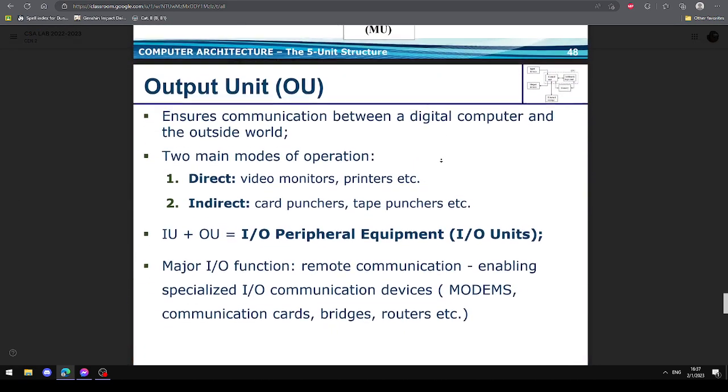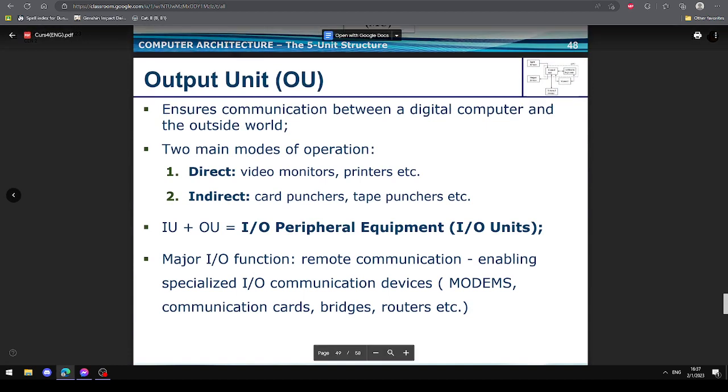The output unit ensures communication between a digital computer and the outside world. Two main models of operation: direct, video monitors and printers; indirect, card punchers, tape punchers, etc. Input unit and output unit equals the input-output peripheral equipment, I/O units. Major I/O function: remote communication, enabling specialized I/O communication devices: modems, communication cards, bridges, routers, etc.